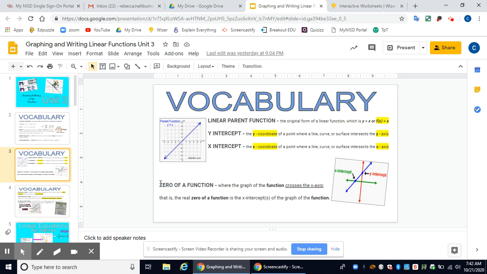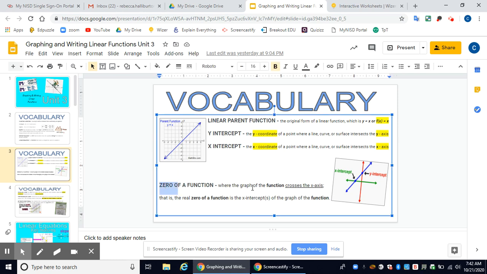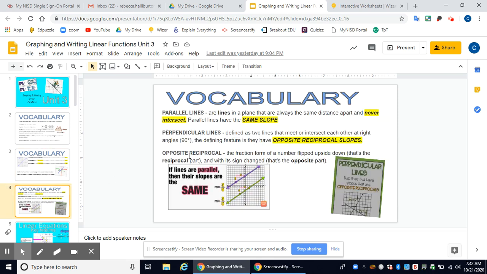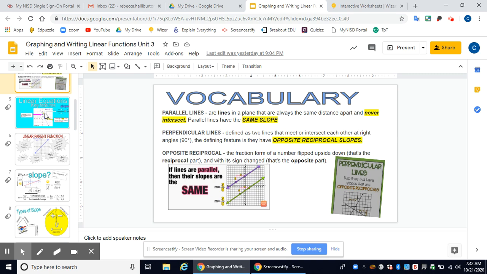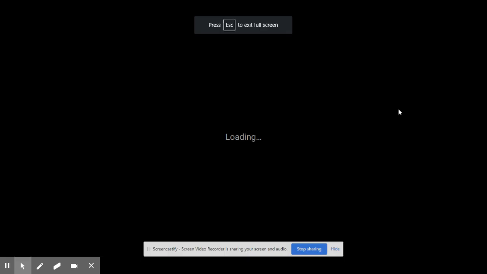Here's a new one. It's the zero of the function, where the graph of the function crosses the x-axis. It's another word for x-intercept. So sometimes you'll hear zero of the function. Sometimes you'll hear what is the x-intercept. Parallel, perpendicular, we'll get into that a little bit more later. So let's just review the linear equations.